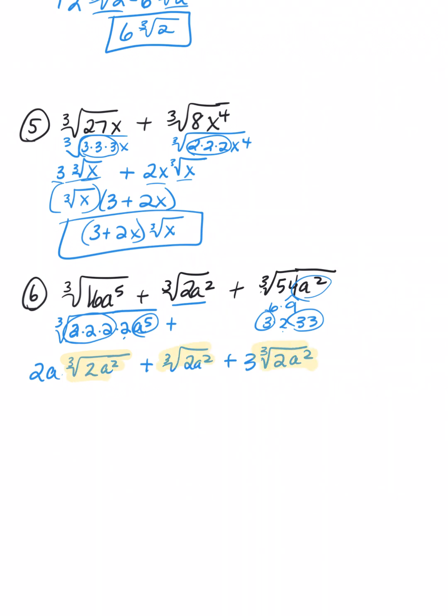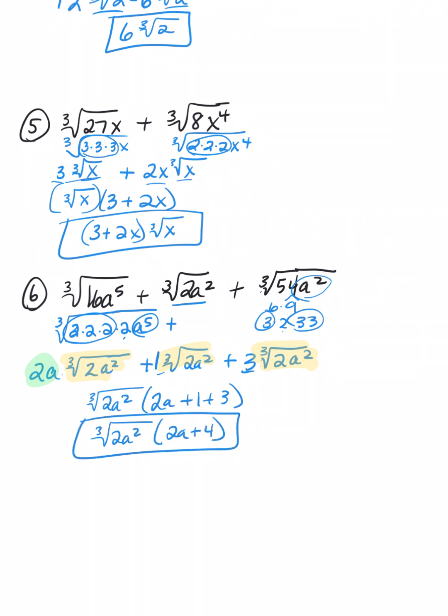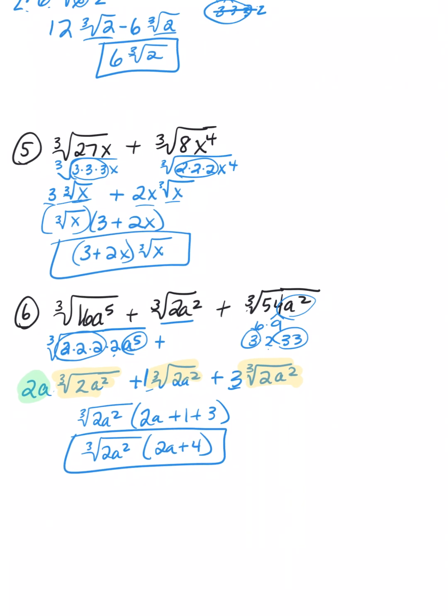Now I lean back and look, I have the cube root of 2a squared on each of these, right? So theoretically I could combine them all, except here's the wild card. There's a 2a out here. This value right here, this 1, doesn't have an a with it, and this 3 doesn't have an a with it. So I could factor out that cube root of 2a squared. And when I do, what's left over, if I take that out of each term, I'll have 2a plus 1 plus 3, right? And then I can clean that up and make it 2a plus 4. Okay, so that's kind of complex, but you can do it. Let's look at the last one.